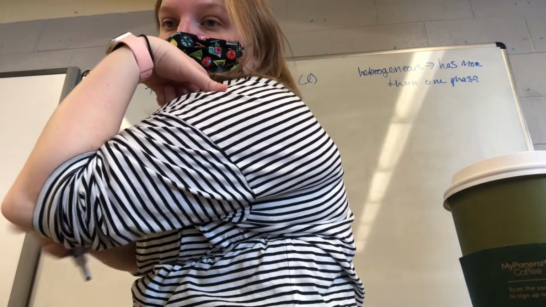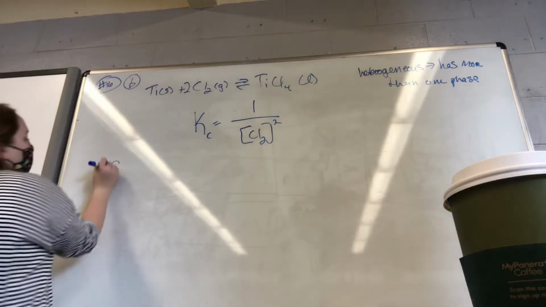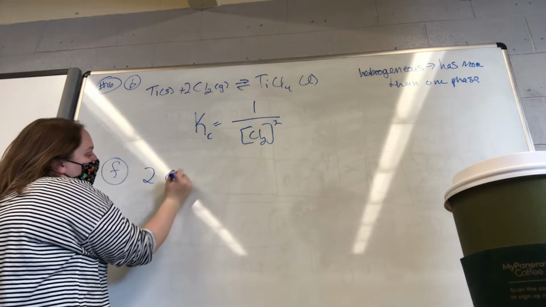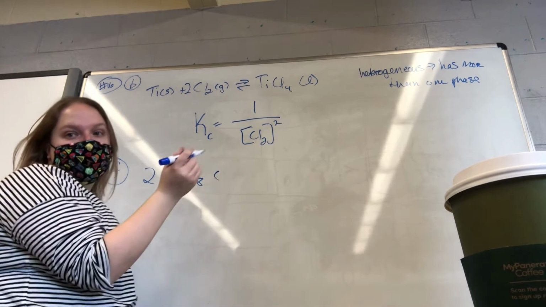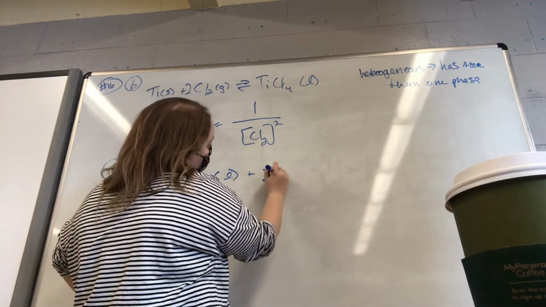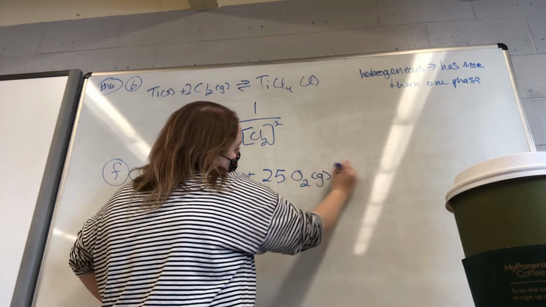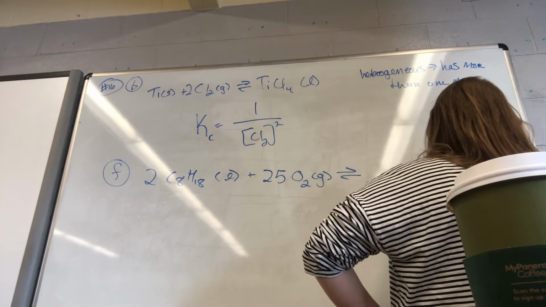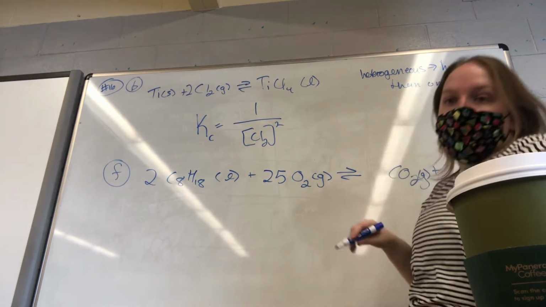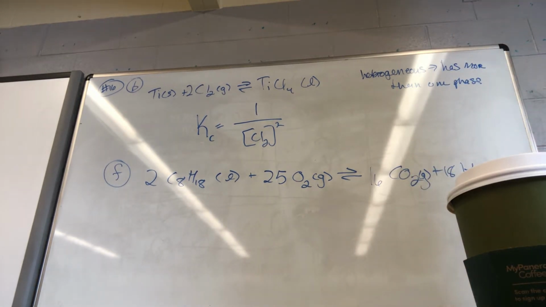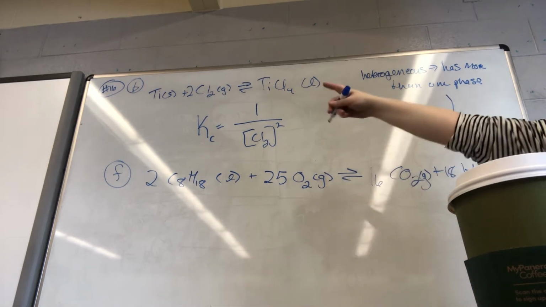I'm going to do F next. F has 2. This is my expression, so homogeneous or heterogeneous? Heterogeneous, why? Because there's that liquid at the very beginning.